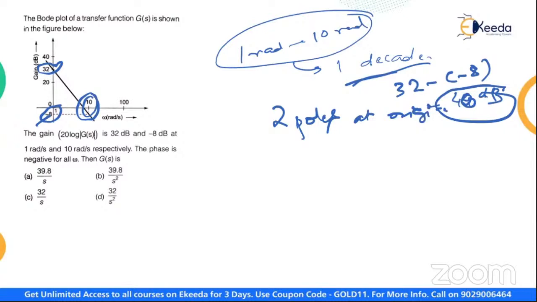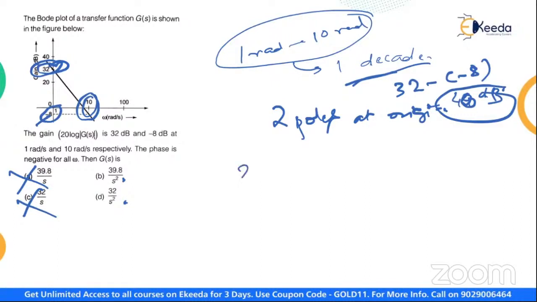Now, the moment there are 2 poles at origin, it means either B or D is correct. These two are definitely gone. Now, what are we supposed to check? We are supposed to check what happens at omega equal to 1. Put omega equal to 1 in both options and see what happens. Because at omega equal to 1 we know the value is 32. So let us see whether you get the gain to be 32 or not. Correct or not? Yes, so let us check that.